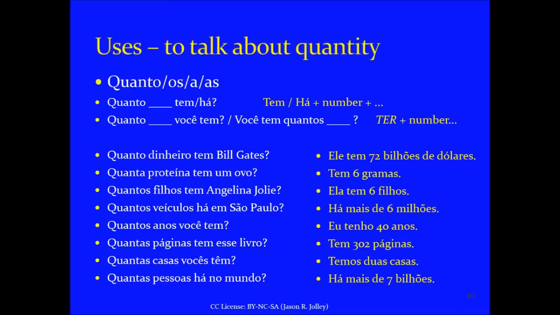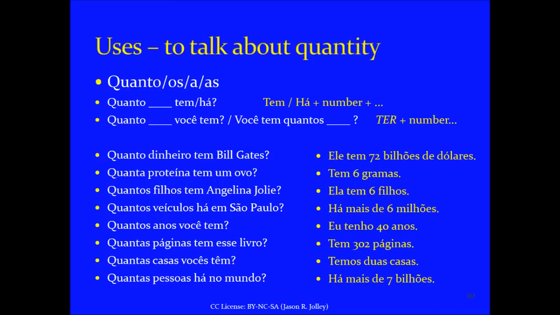So, quanto dinheiro tem Bill Gates? Ele tem 72 bilhões de dólares. Quanta proteína tem ovo? Tem 6 gramas. Quantos filhos tem Angelina Jolie? Ela tem 6 filhos. Quantos veículos há em São Paulo? Há mais de 6 milhões. So more than is mais de 6 milhões.